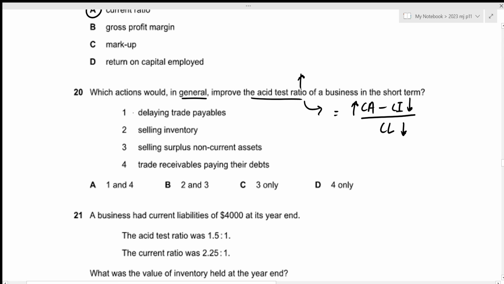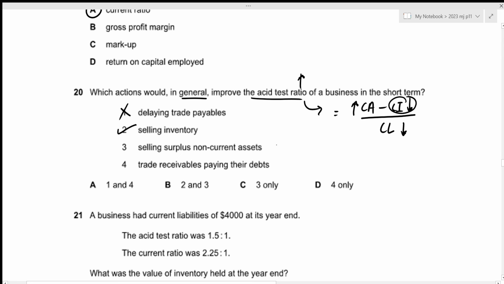The first one is delaying trade payables. If we delay trade payables, then our trade payables will remain as part of the current liabilities in our ratio as well. So the first one is definitely incorrect. The second one is selling inventory. If we sell inventory, then it just means that our closing inventory will decrease, which is what we're looking for. That's the correct one.